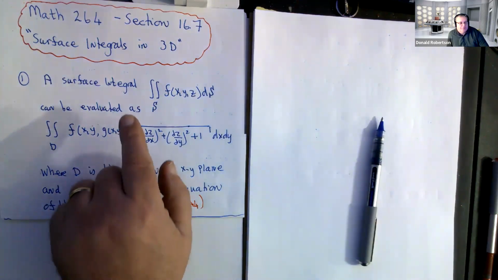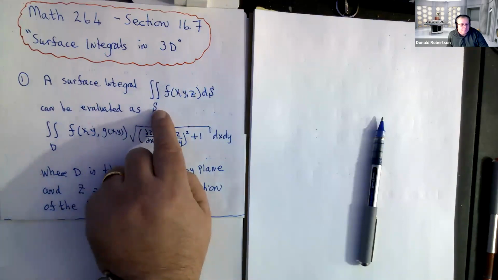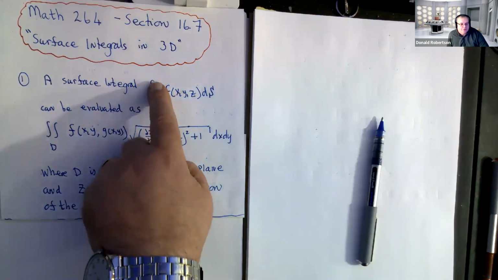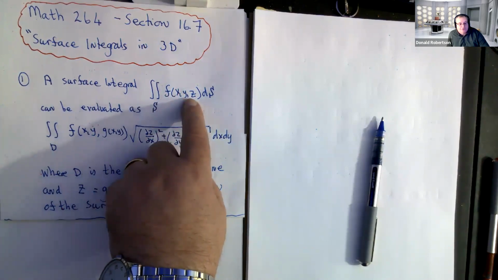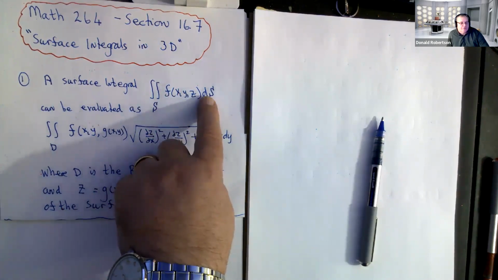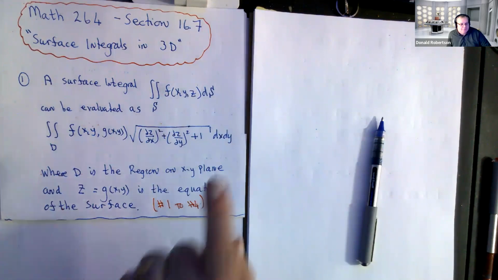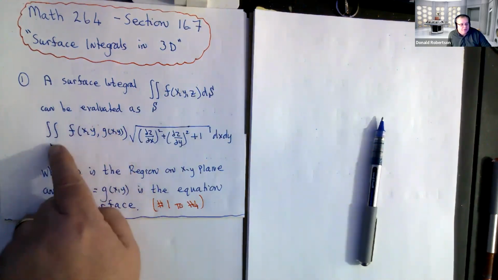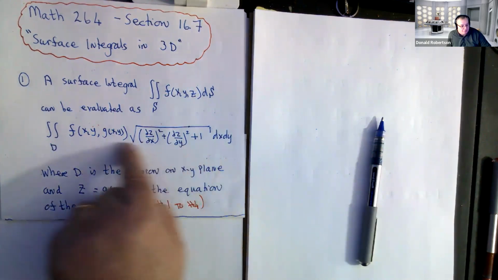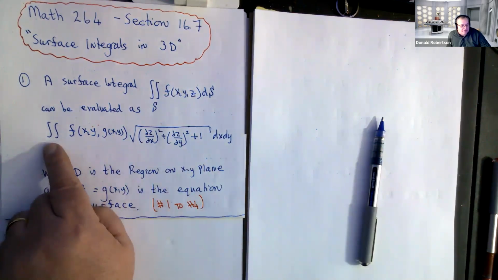The first type of surface integral is going to be written like this. So the double integral over a surface of a function f of x, y, and z with respect to the surface S. That can't really be evaluated in that format, but what we can do is convert it into this fella here, which is a bit ugly, I understand, but it essentially gets the job done.